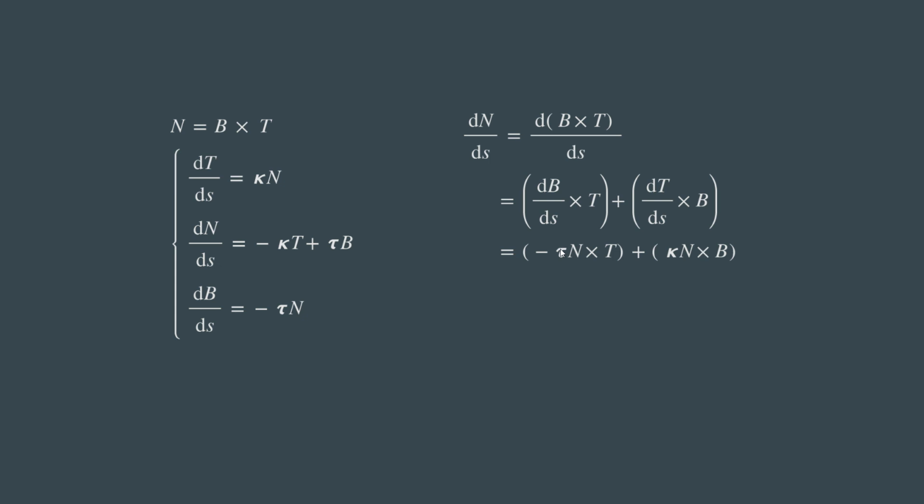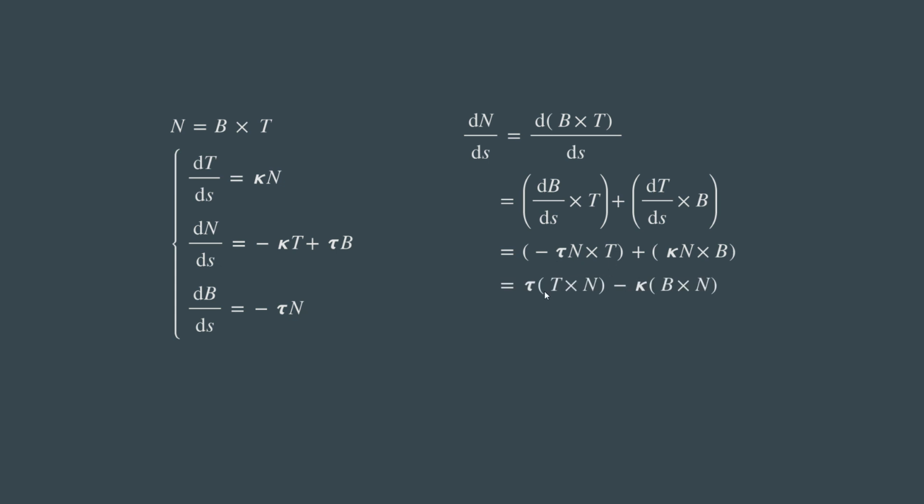Next what we'll do is use the anti-commutative and the scalar property. Because this is a cross product of vectors, it matters what order they're in. So if we switch the order of these, that will change the signs. And then because torsion and curvature are scalars, we can just bring those out of the parentheses and out front.